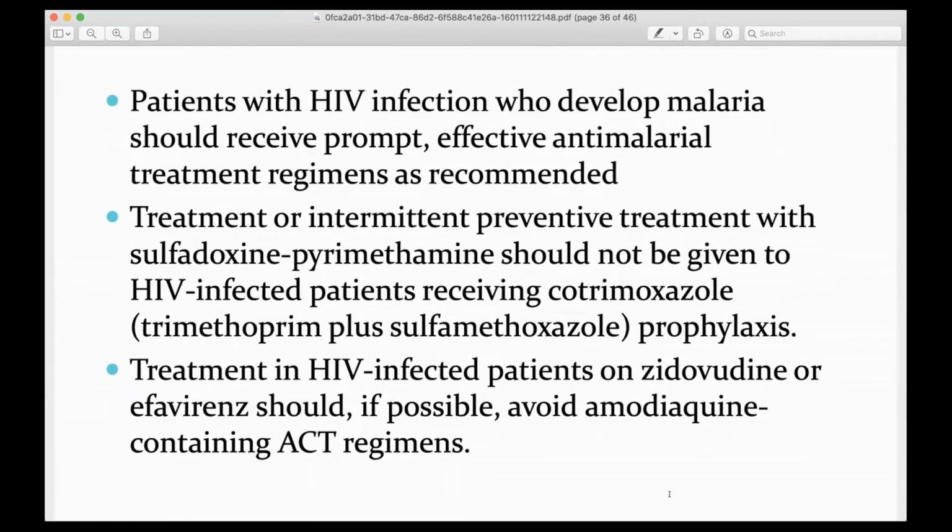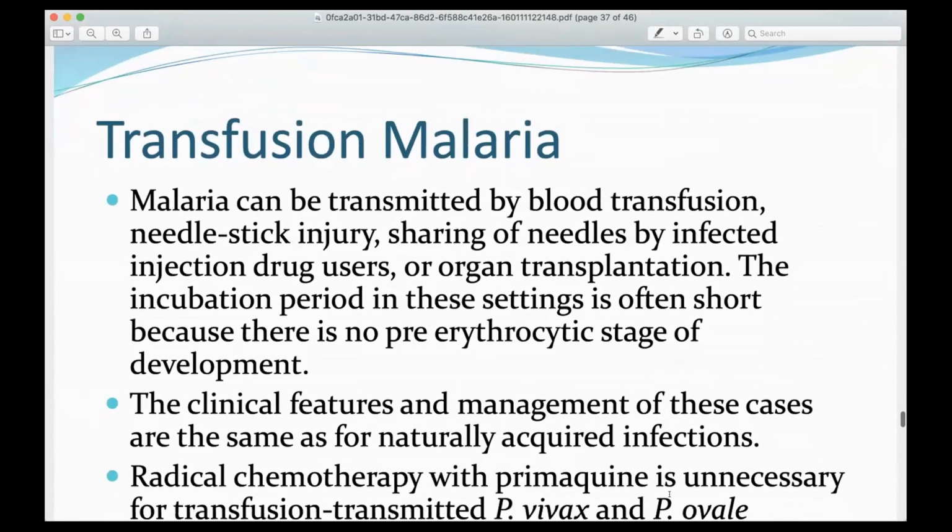And for a patient on zidovudine or efavirenz, please avoid amodiaquine or amodiaquine-containing artemisinin combination therapy. So amodiaquine you will not give in a zidovudine patient. There will be drug-drug interaction.